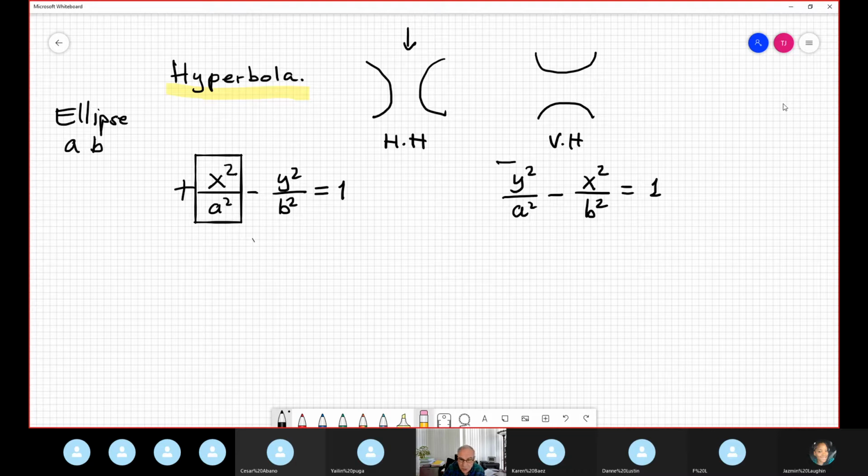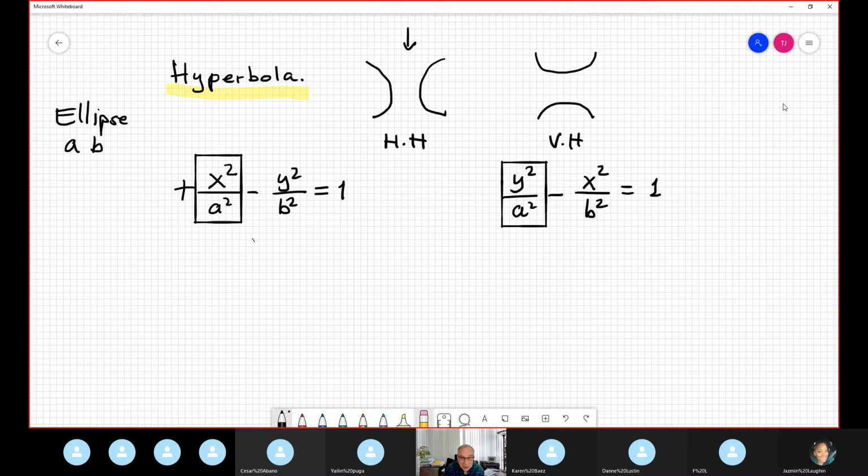Look, a is always positive, but maybe the positive is x or the positive is y. When the positive is x, you immediately identify this is a, and b is negative. And here a is positive, but associated with the y. When the x part is positive, we have a horizontal hyperbola.